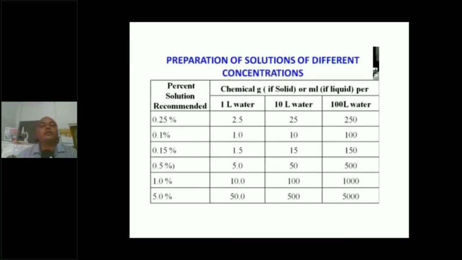Suppose you want to prepare 10 liters of 500 ppm, then you have to take ppm, that is 500, times quantity of solution 10 liters, and 10,000 liters divided by 10 lakh.